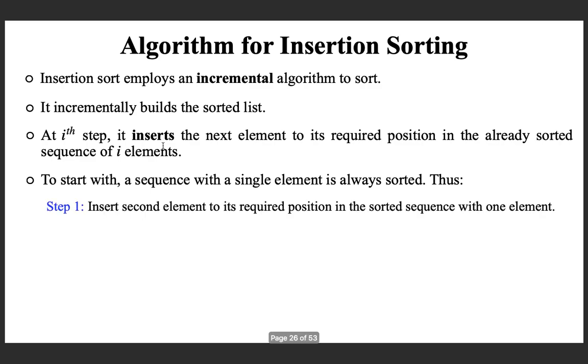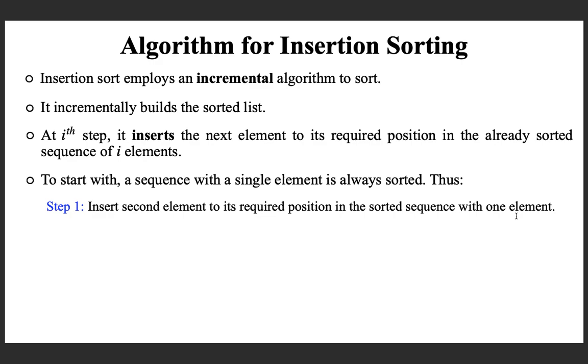So what this algorithm can do is, in the first step, suppose you have only one element, then the list is sorted, right? Now you assume that the first element is this single element which is already sorted. So you can start by trying to insert the second element into the list. So step 1 is to insert the second element to its required position in the sorted sequence with just one element.